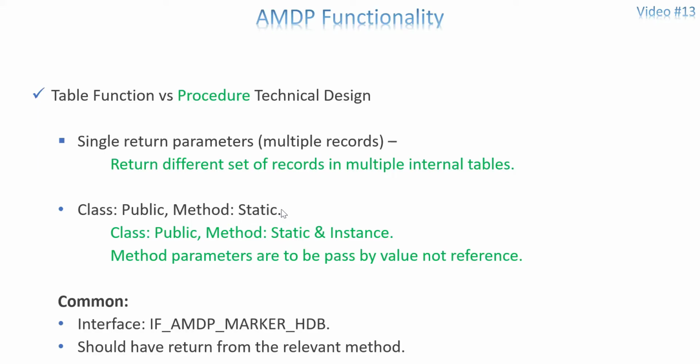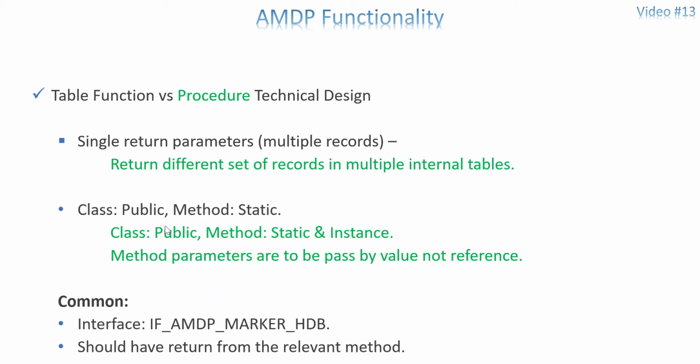As it has single parameters and multiple records, it's a table function. Here is the same thing which I explained in the previous slide. You can receive only one set of records, one internal table, from the table function. But if you want to segregate into different internal tables based on one input, yes, that is possible in a procedure. That is not possible in a table function.